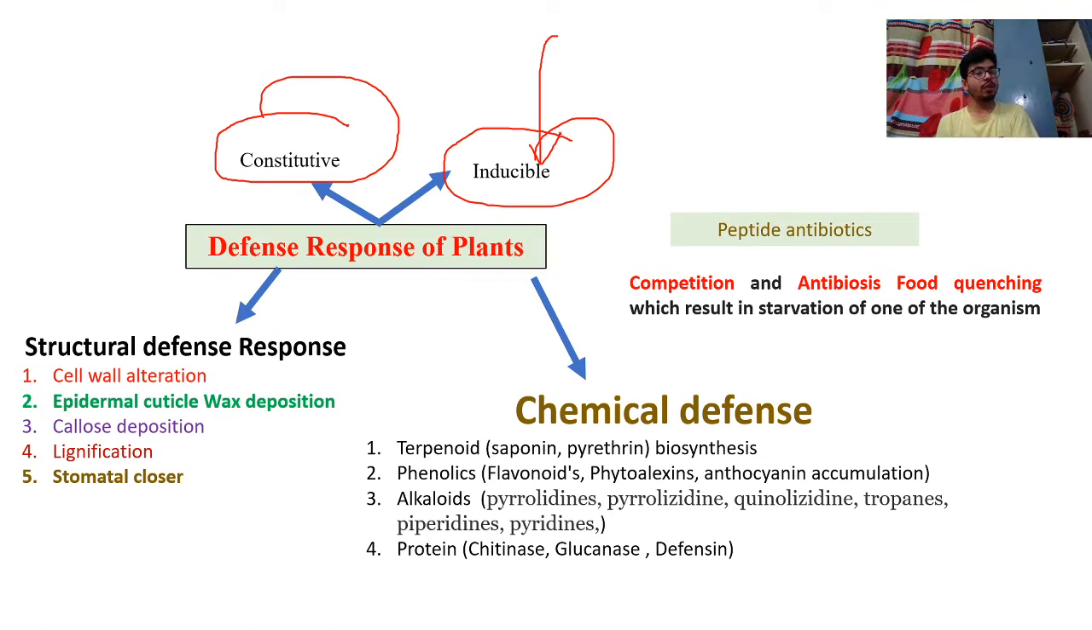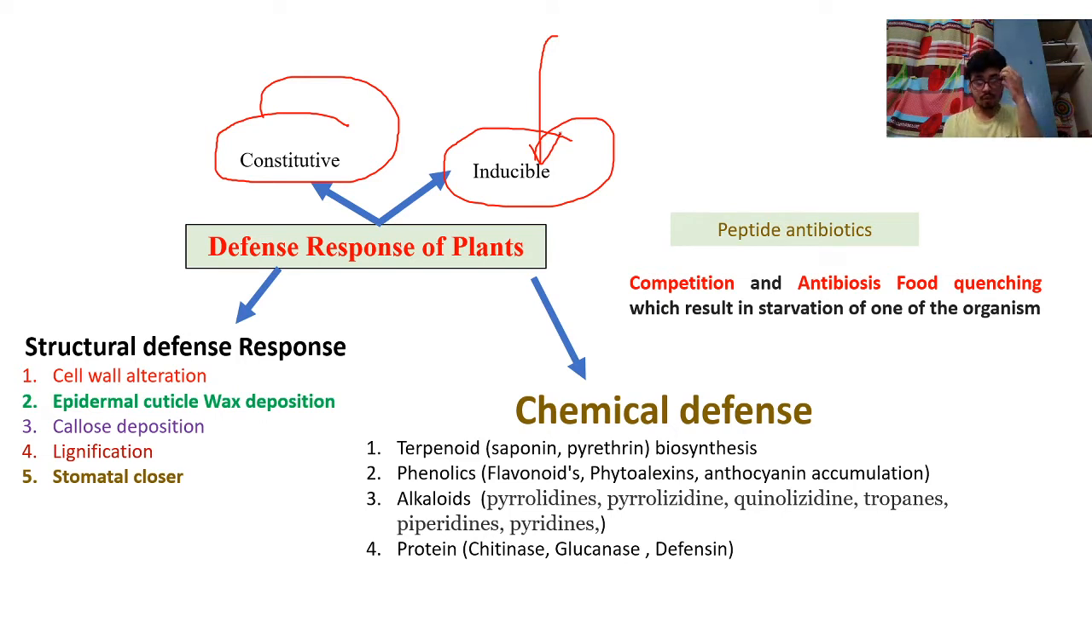Now constitutive: the plant has an innate immune system and an inherent property to combat the pathogen. So some of the genes are basically an inherent property of the plant that can work constitutively. Constitutive means the plant is continuously, always generating a defense response inside.